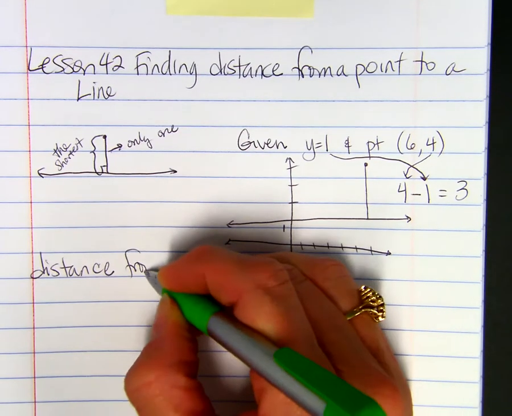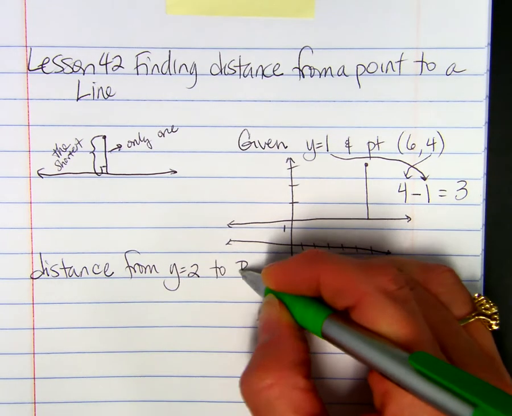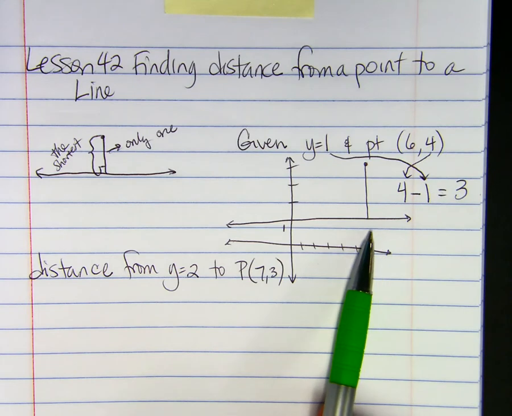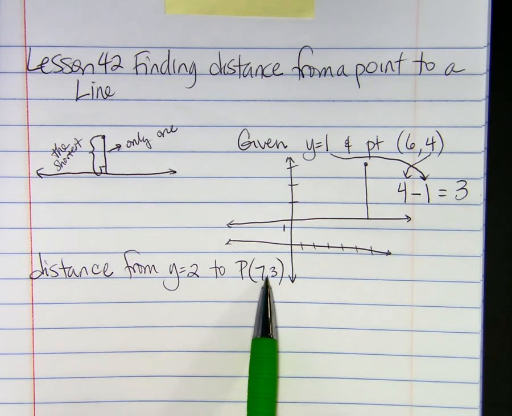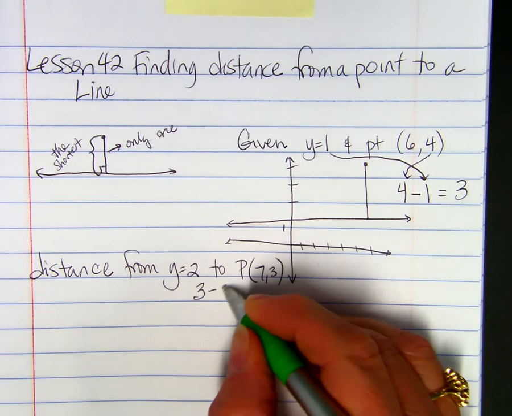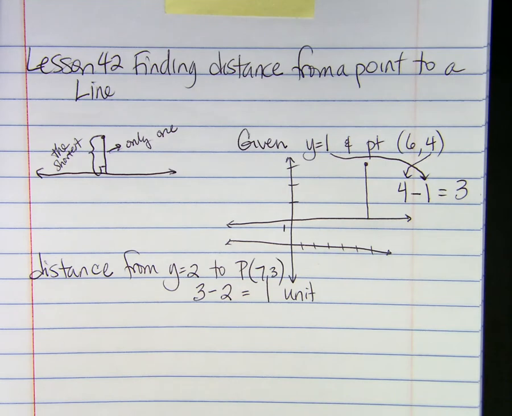So here's another example, from y equals 2 to the point P 7, 3. So this is very similar. You only have to do 3 minus 2, and it will be 1 unit away.